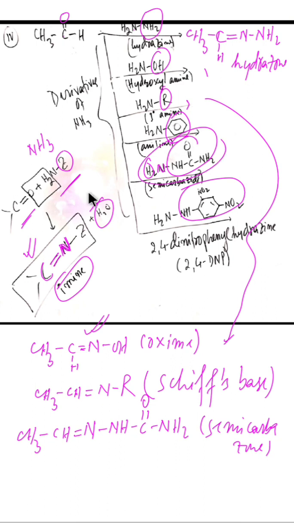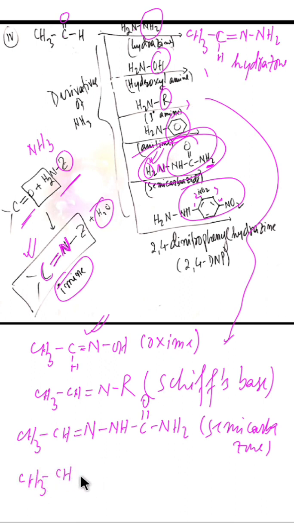This is called semicarbazide. Remember, these two hydrogens will go out with water, not these two hydrogens of this NH2 which is directly attached to the carbonyl group. Okay, these two hydrogens will go out, and this compound is called 2,4-dinitrophenylhydrazine. This is 1, this is 2, 3, 4. So 2,4-dinitrophenylhydrazine.